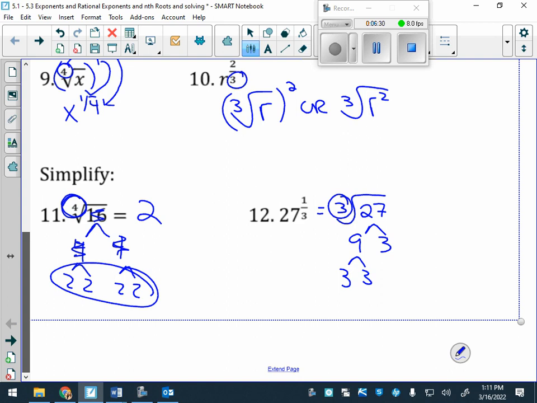A lot of these you guys are going to skip right over because you know them like the back of your hand. The cube root of 27, the cube root of 8, the 4th root of 16, the 4th root of 256, so on and so forth. You're going to know those numbers like the back of your hand, okay?